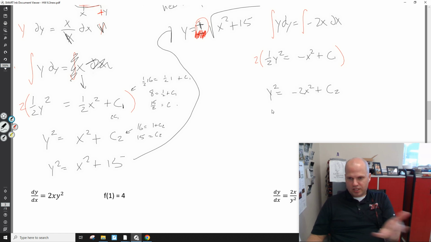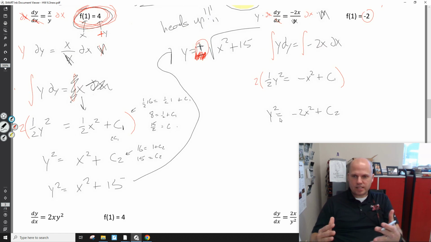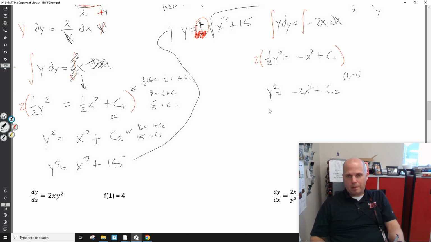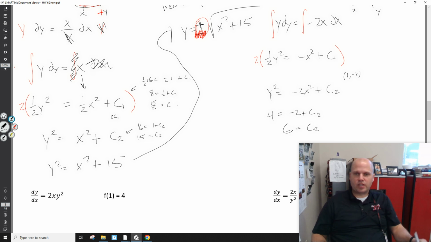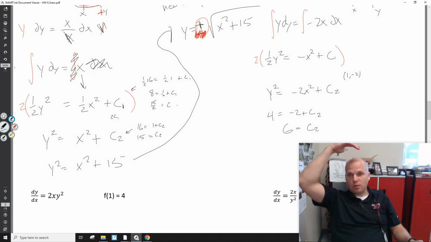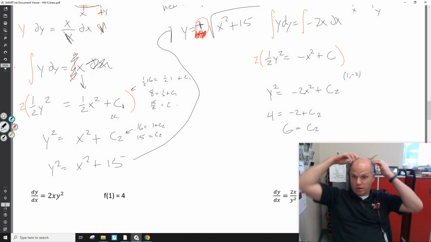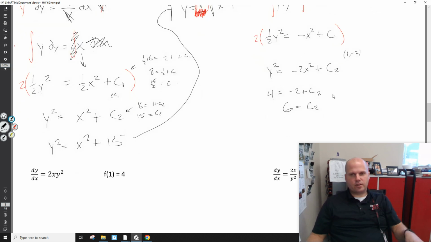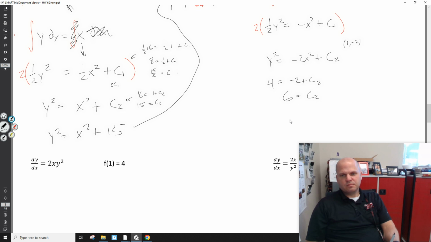I like this form. This is easy for me to plug in the point 1 for x, 2 for y, giving me positive 4 equals negative 2 plus C2. C2 has to equal 6. If we got C1, C1 would have been 3, but then you'll have to multiply by 2. You'll get 6 in your equation before you solve.